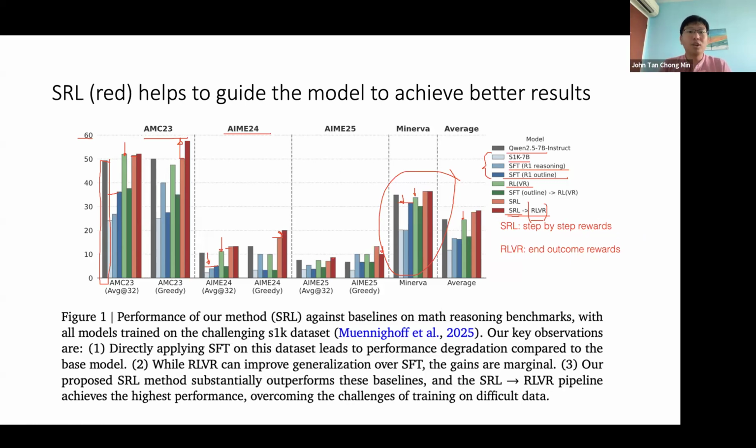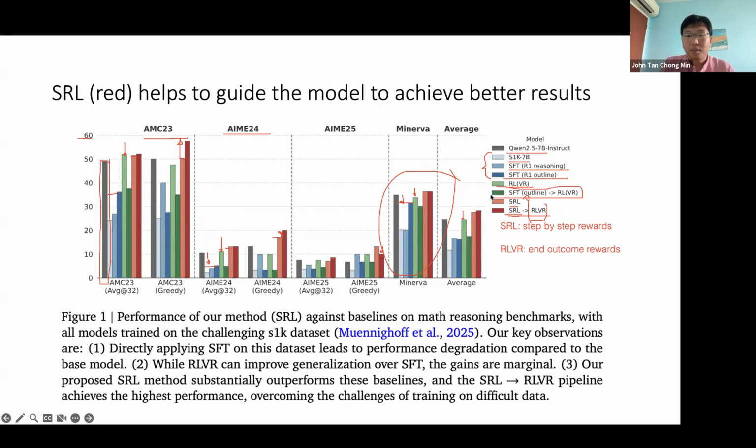But in my own honest opinion, there's no need to do RLVR. Once you finish your SRL, why not just stick to it? This is good enough, right? If you look at the graph here, the orange and red perform almost the same. Maybe only this part here there's a sudden improvement, but the rest look about the same. In fact, some even drop after you do RLVR. So why not just do SRL? That's my opinion.